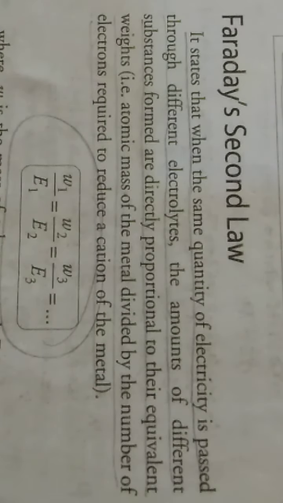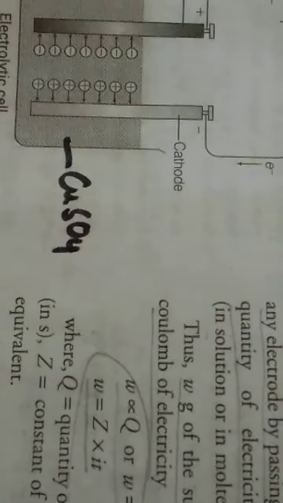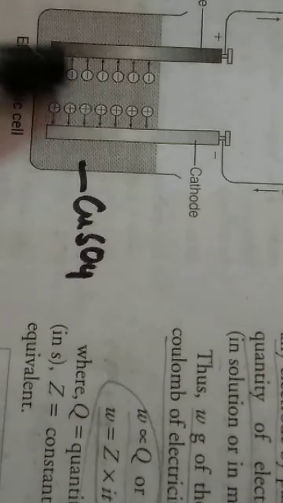क्या बताया मैंने? What I have told you, when the same quantity of electricity is passed through different electrolytes. जब same amount of electricity हम लोग different electrolytes के through pass करते हैं, तब जो amount of different substance form होता है electrodes पे. Generally substance कहाँ form होता है? Electrodes पे.